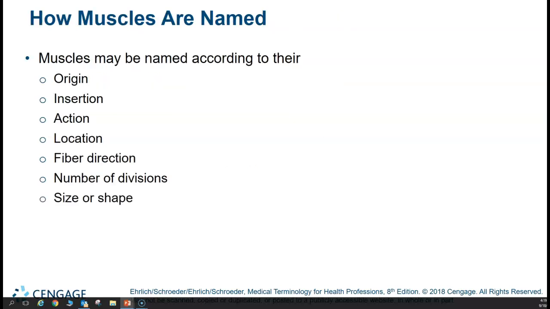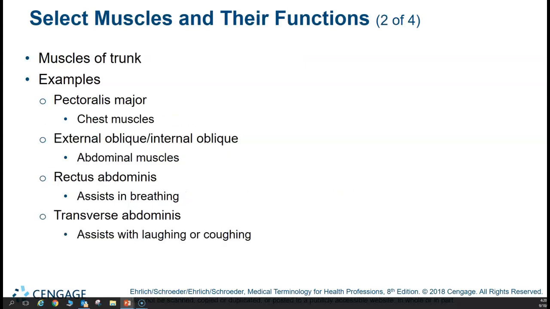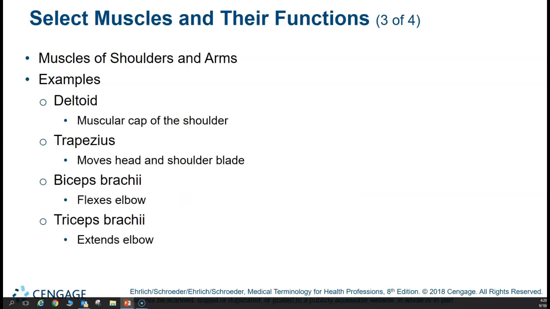We have to remember muscles are named according to their origin, their insertion, their action, where they're located, the direction the fibers go, how many divisions, or the shape and size. So as we look at that, when you start to learn all those muscles for your anatomy class, they're going to be named crazy names because of all these factors. So again, I'm just going to walk through some of these. I'm not going to be asking you specific muscles because that is truly for your anatomy class.